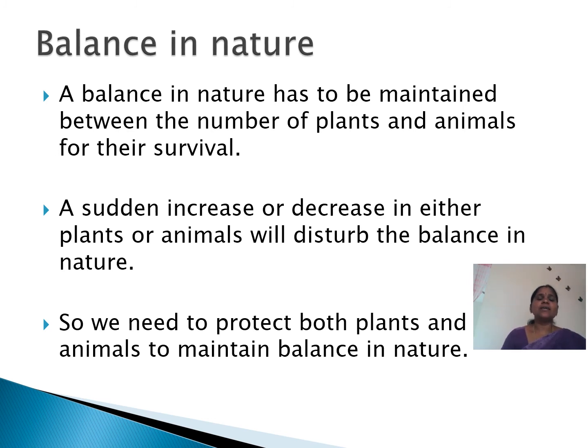Similarly, if both the number of plants and animals decrease in nature, what happens? Some natural disasters will occur. A sudden increase or decrease in either plants or animals will disturb the balance in nature. Either decreasing or increasing is a problem. If it is less, also a problem. So the balance will be lost.